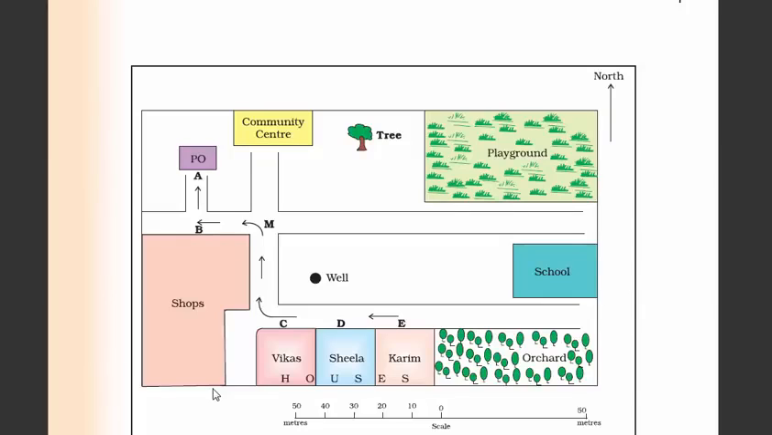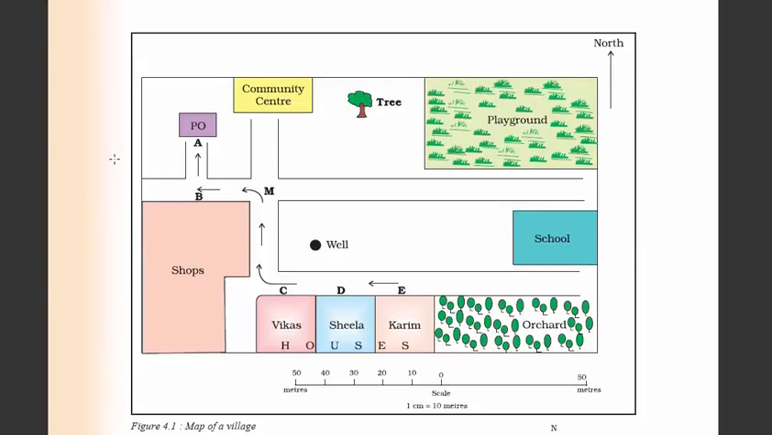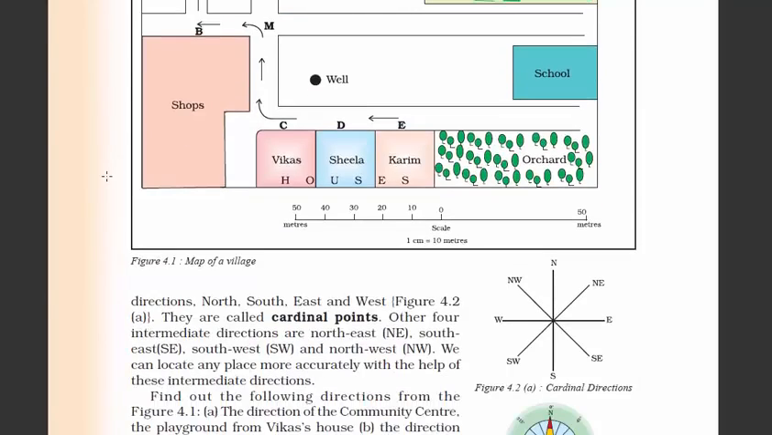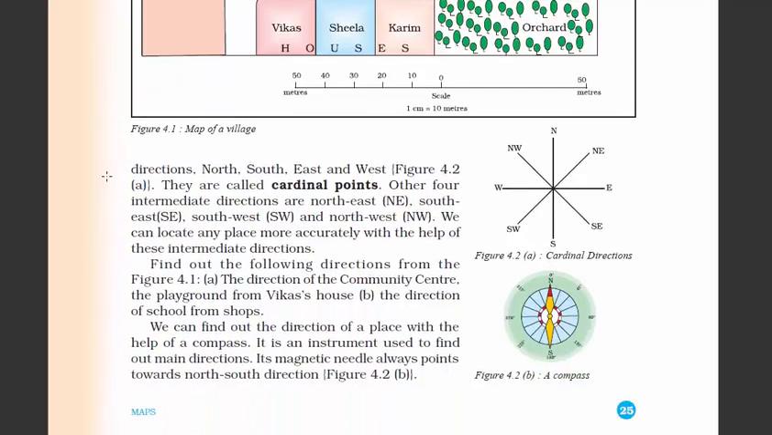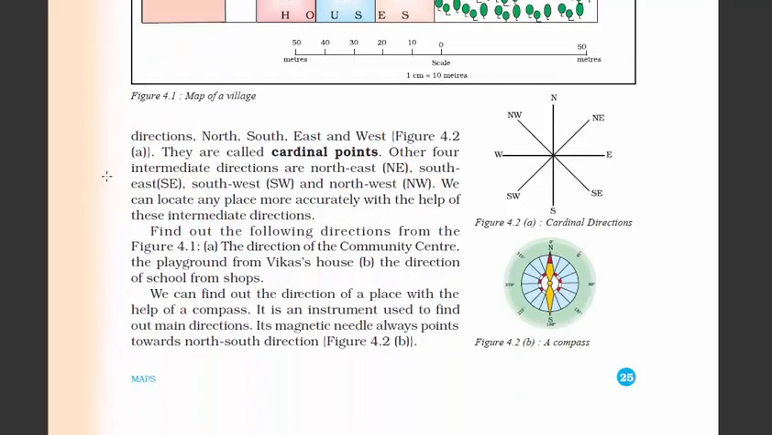Page 3. Now let's read about directions. Every map has a direction pointer: north, south, east and west. They are also called cardinal points. Remember this, the term is cardinal points. And cardinal points are different from a compass.